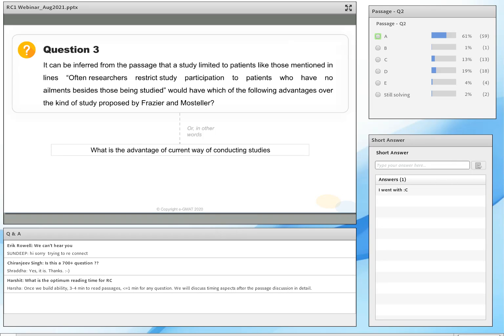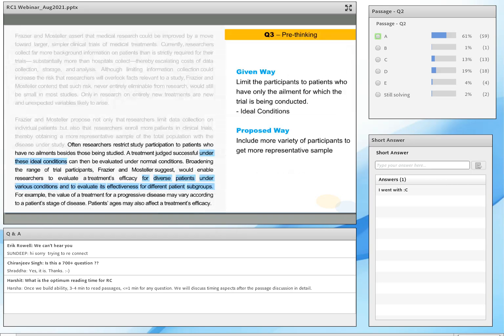Question number 3. See how many words have been used for the question, but when you really break it down, this is exactly what it stands as. It can be inferred from the passage that a study limited to patients like those mentioned in the given lines would have which of the following advantages over the kind of study proposed by F&M. Basically, what is the advantage that you can think about, mentioned in the second paragraph, about the way the clinical trials are conducted today? And that's really easy to understand.